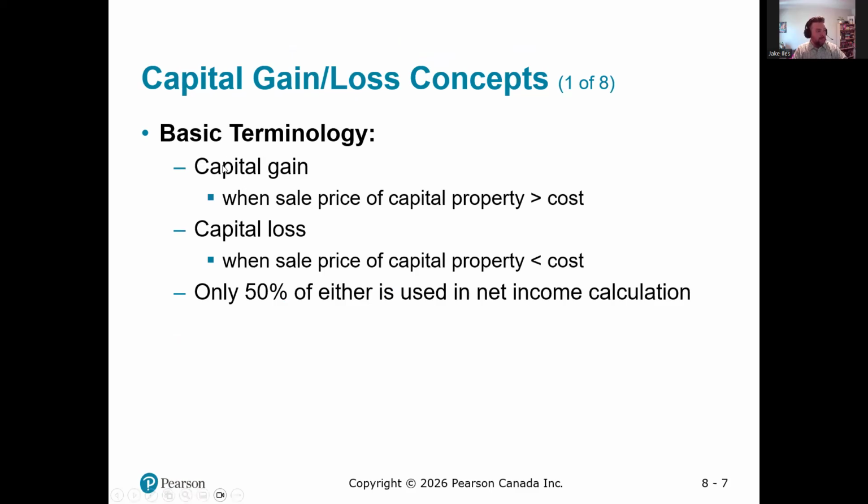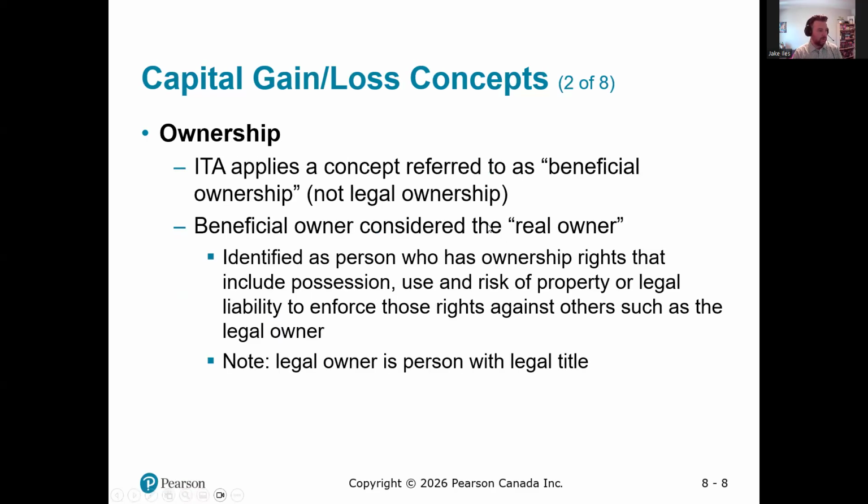Yes, so capital gains occur whenever the sales price is more than the cost, right? Usually when we talk about the sales price, we're talking about proceeds. Proceeds is the dollar value you have received when selling something. So if you've received more than its cost, you have a gain. If you received less than its cost, you have a loss, right? So we always want to consider that only 50% of either is used in our net income calculation.